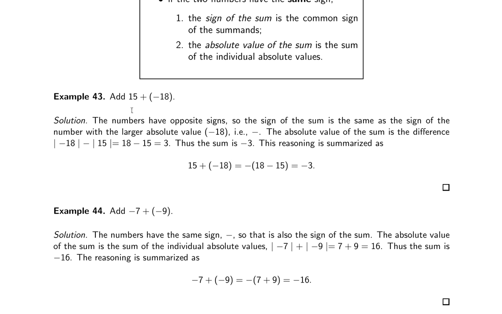Here, in this example, we have 15 plus negative 18. We're adding two numbers with different signs. So yeah, this is very similar. The absolute values are 18 and 15. Subtract the smaller to get 3. And the negative 18 was larger, so the answer is negative.